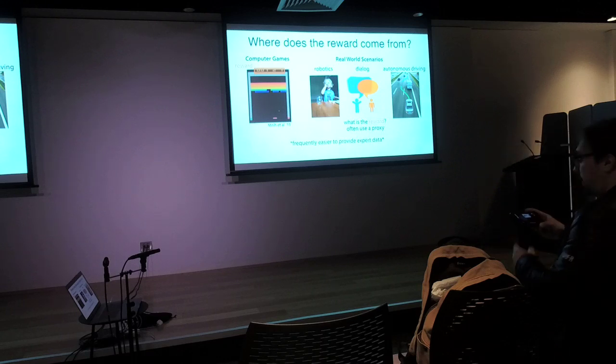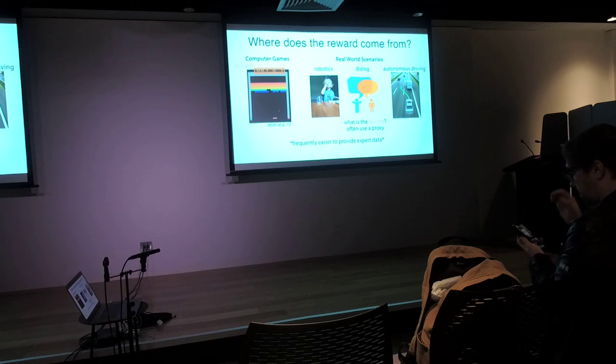In many scenarios, it's actually easier to provide expert data for how to do a task rather than providing a reward function. And so the approach that I'm going to be talking about in this lecture is the ability to infer a reward function from rollouts, from trajectories taken from an expert policy.